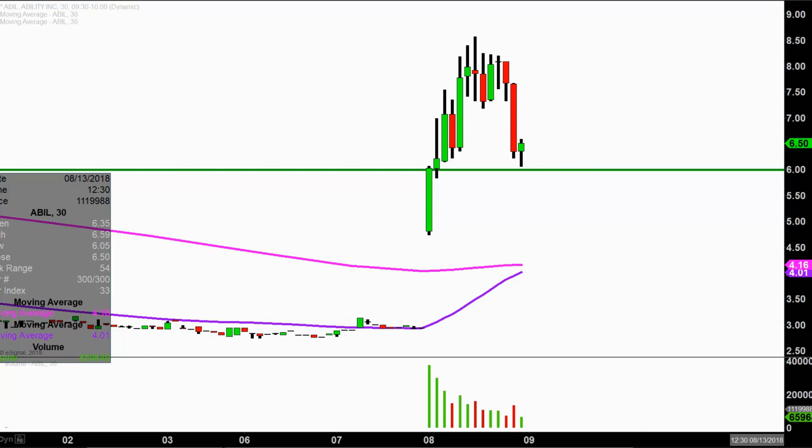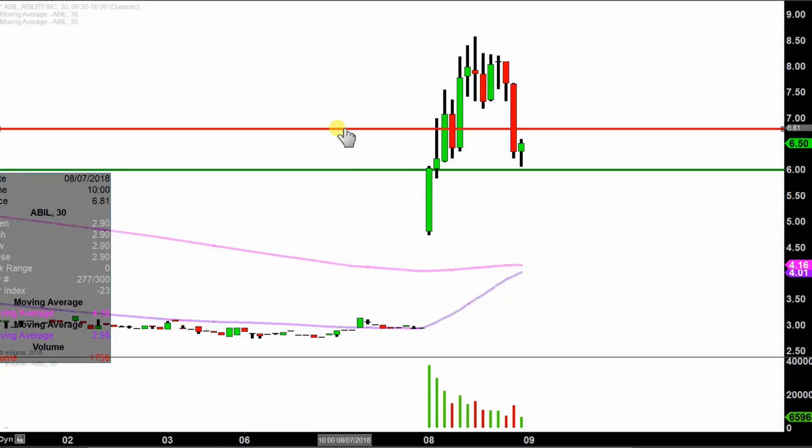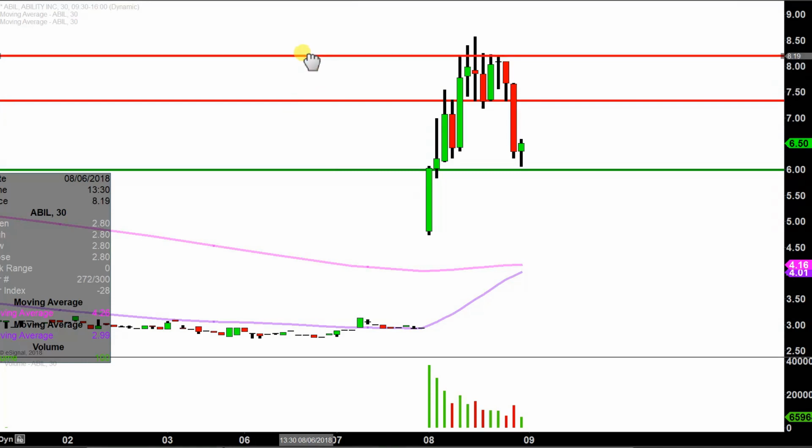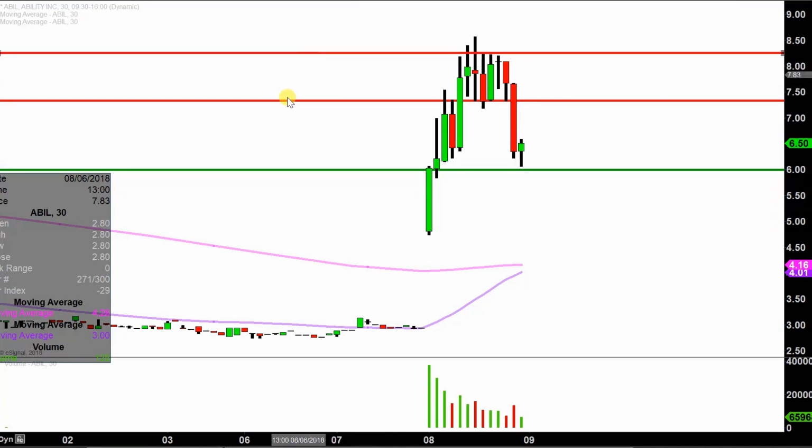What about levels of resistance? Initial area of resistance on any sort of bounce is going to be right up here about $7.35. If the bulls can push through that, then next key level right up here, give or take, around $8.25. So all in all, nice movement today. Like I said, a lot of eyeballs on this one. I plan on watching it tomorrow. So let's see how this one plays out.